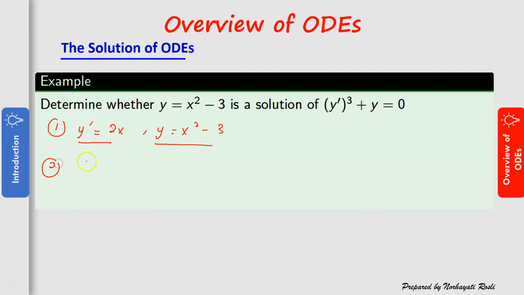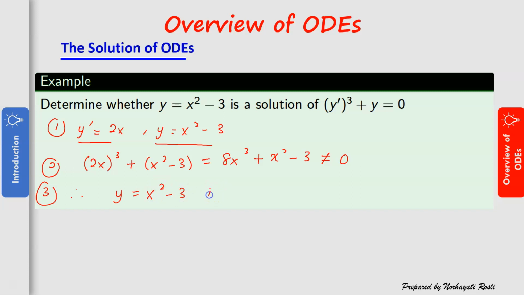So for step number 2, we have here y prime to the power of 3, so 2x to the power of 3 plus y. And y is given by x squared minus 3. When we solve this one, we get 8x to the power of 3 plus x squared minus 3, which is not equal to 0, meaning that we can conclude y equal to x squared minus 3 is not a solution for y prime to the power of 3 plus y equal to 0.